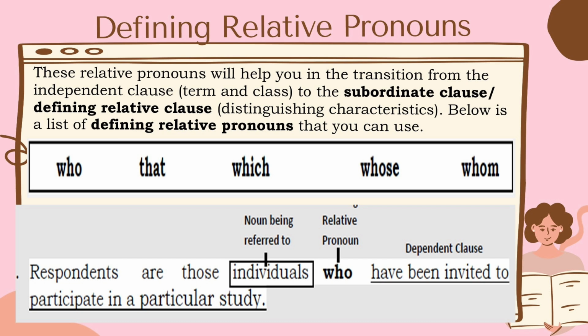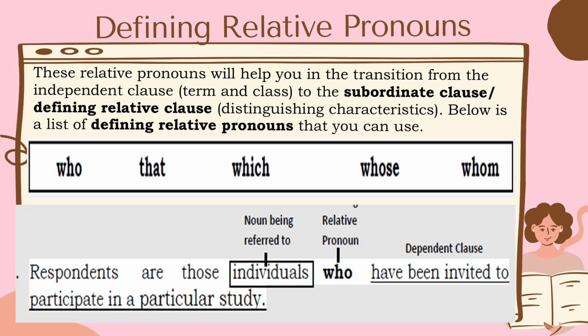We have who, that, which, whose, and whom. And in defining relative clauses, it gives essential information about someone or something. For someone, we have who, which, whose, and whom. And for something, we have which and that. So this information is what we need in order to understand what or who is being referred to.